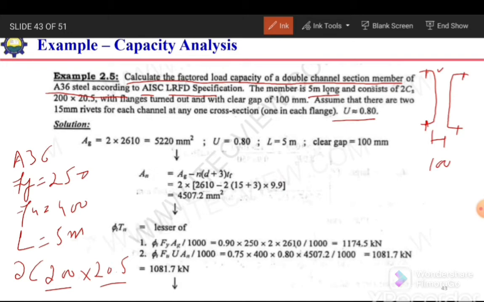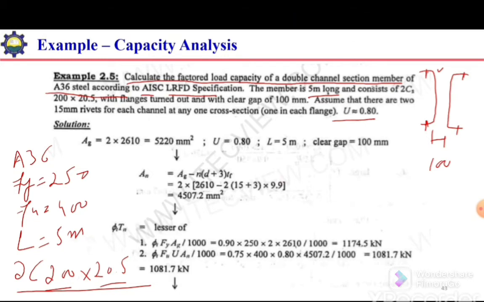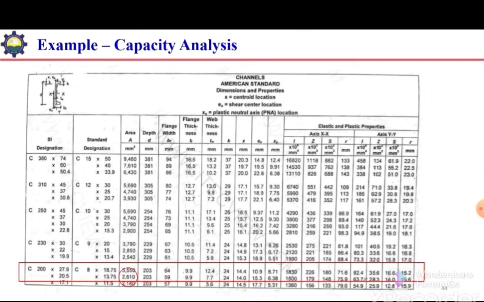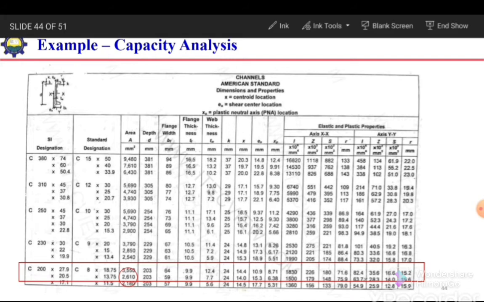Okay, so we know this information. So the next information we can get about this channel section C200 by 20.5. We can go into the LRFD manual, and corresponding to this section we can select the different properties. For example, it is this section 200 by 20.5. So we can select its area from here.